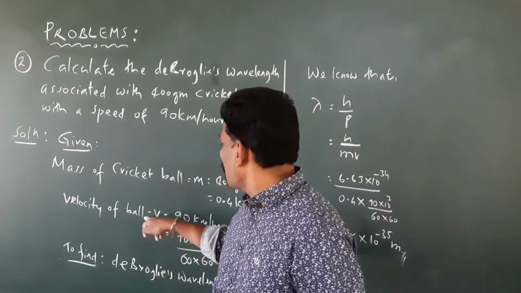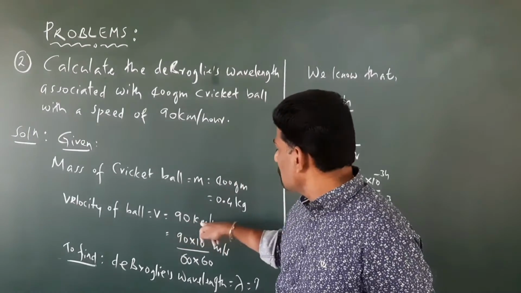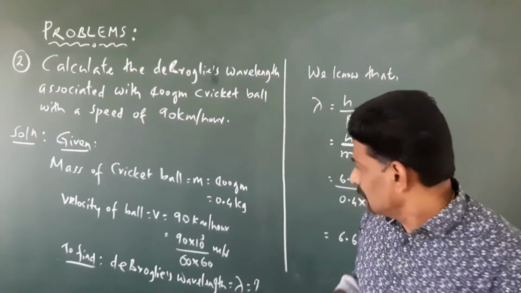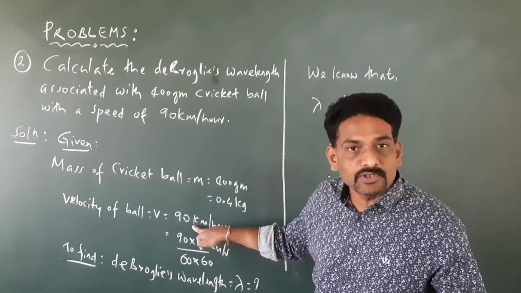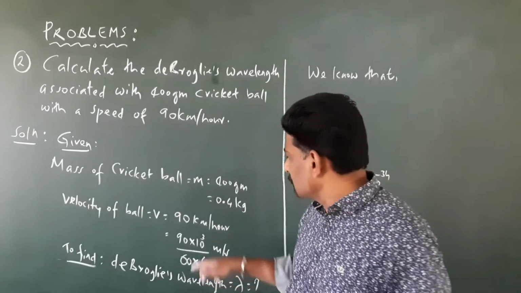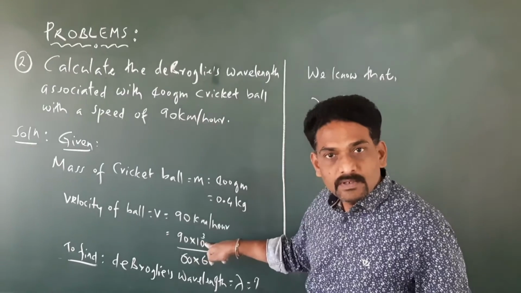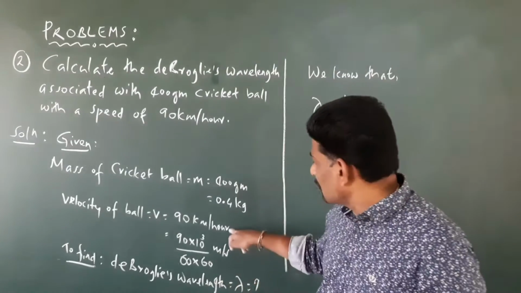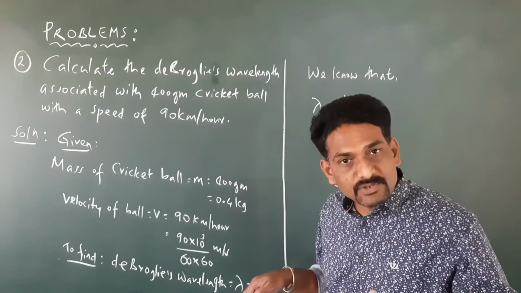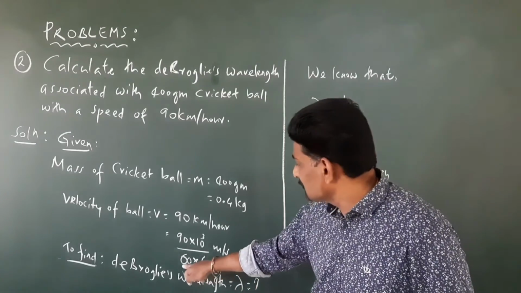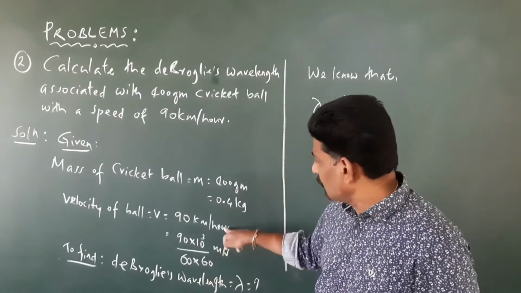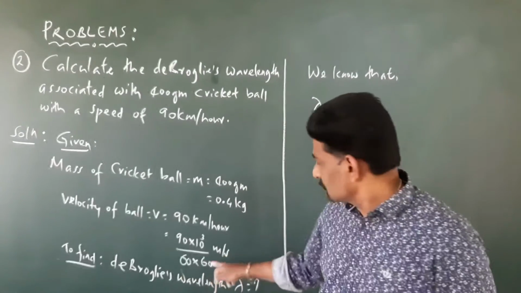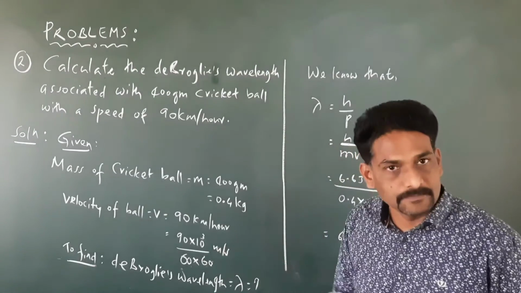Then velocity of the ball v is given as 90 km per hour. So we have to convert it to meter per second. In order to convert kilometer to meter, 1 kilometer equals 1000 meter. Therefore we say 90 into 10 raised to 3 to convert kilometer to meter, and then hour should be converted to second. 1 hour equals 60 minutes, 1 minute equals 60 seconds. Therefore 60 into 60. So this becomes in terms of meter per second, right?